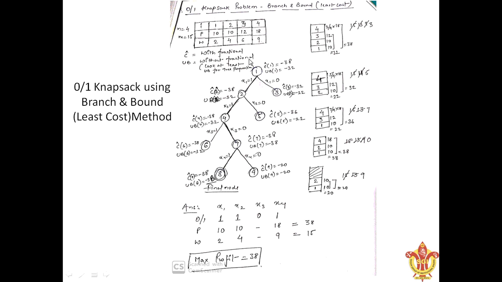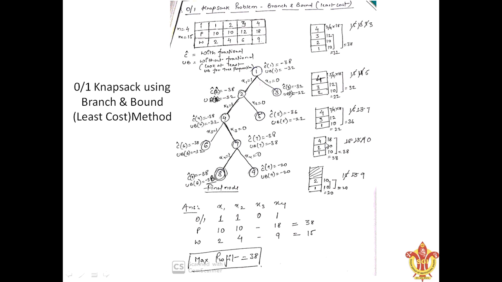If we exclude this 3 node, again we have the nodes 1, 2, 4. We are excluding this 3, so we have 1, 2 and 4. The profit corresponding to node 1 is 10. The profit corresponding to node 2 is 10. And the profit corresponding to this node 4 is 18.